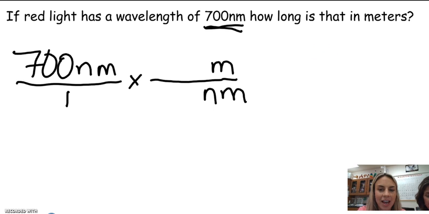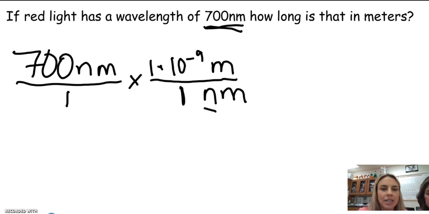So since I know that 1 nanometer is equal to 10 to the negative 9th meters, I'm going to put my 1 right here by the prefix nano. And remember, nano is 10 to the negative 9th. So I'm going to put 10 to the negative 9th power on the top. And really what that means is 1 times 10 to the negative 9th power. That's important for when you plug it into your calculator.